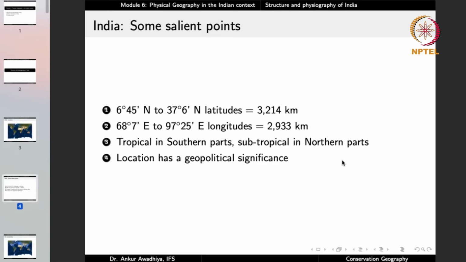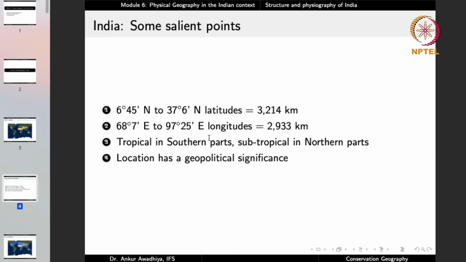Some salient points: the latitudinal extent of India is from 6 degrees 45 minutes north to 37 degrees 6 minutes north latitudes, which in total is 3214 kilometers from north to south. And the longitudinal extent is 68 degrees 7 minutes east to 97 degrees 25 minutes east longitudes, which is 2933 kilometers if we look in the east-west direction.